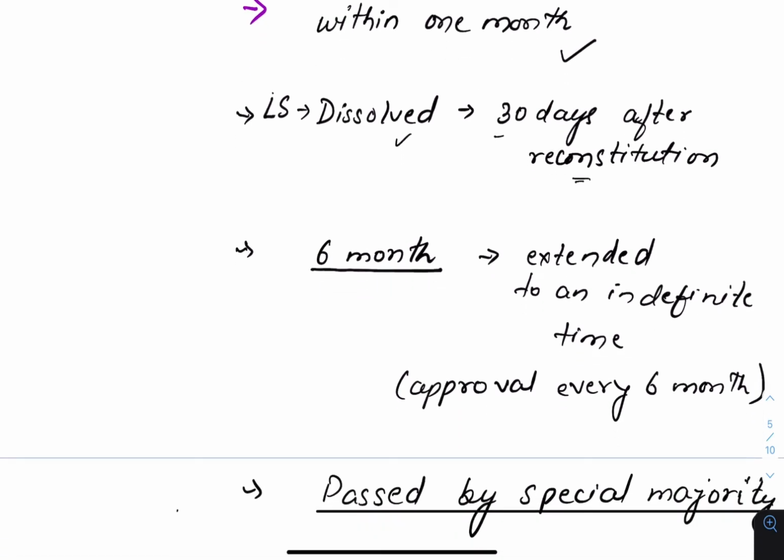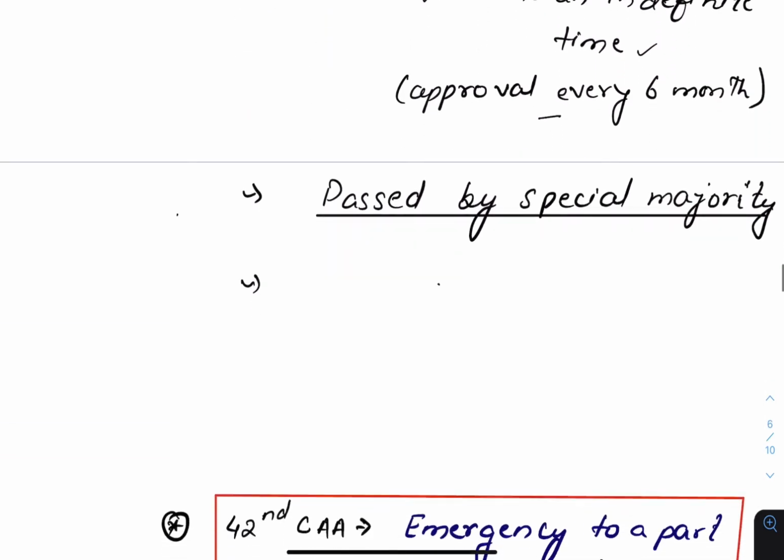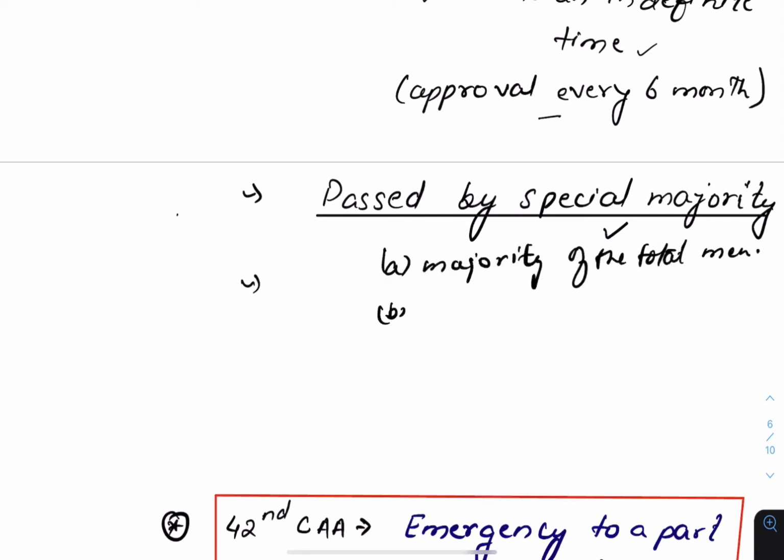National emergency can be extended for 6 months at a time to an indefinite period of time, but it requires approval every 6 months. This periodic approval was included by the 44th Constitutional Amendment Act, and this approval must be passed by special majority, meaning every resolution approving the proclamation of emergency or its continuance must be passed by either House of Parliament by a special majority, that is, a) a majority of the total membership of that house, and b) a majority of not less than 2/3 of the members of that house present and voting.